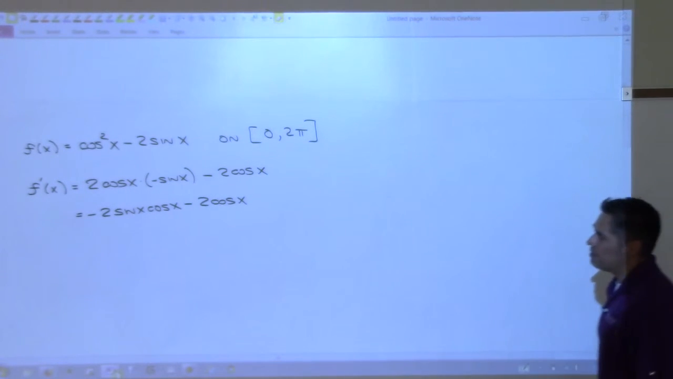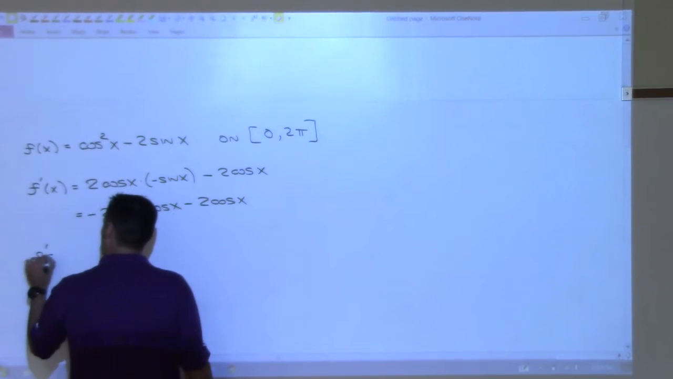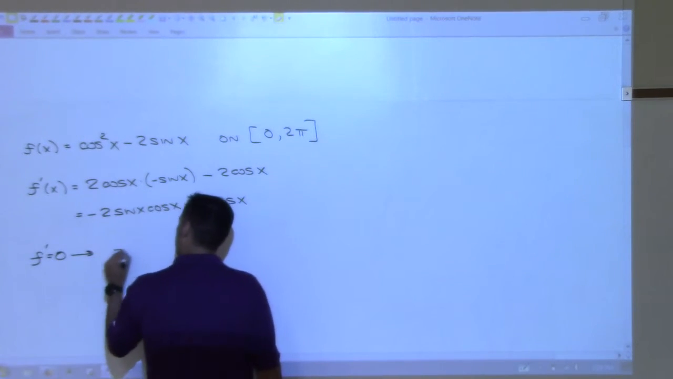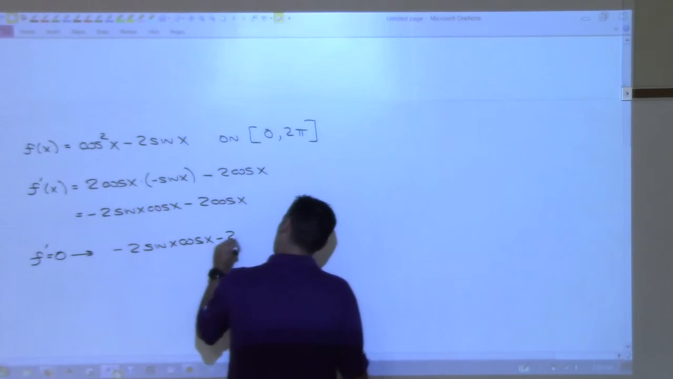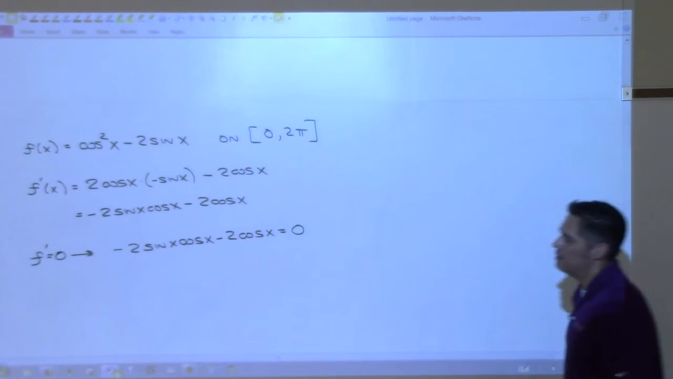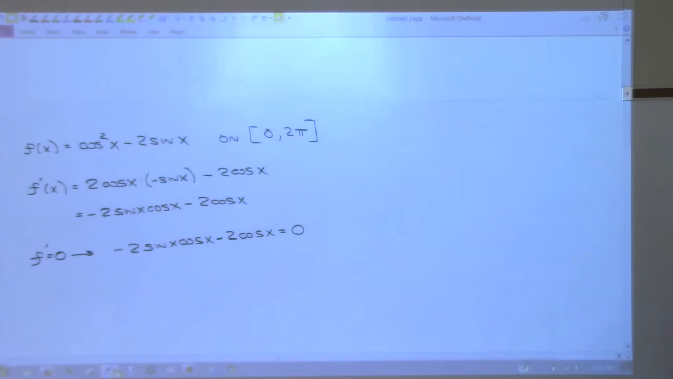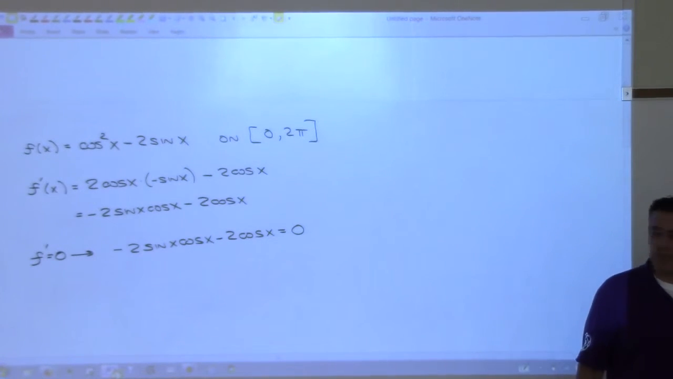What are we doing with this? Set it to 0, right? So set this thing equal to 0. Well, you need to draw on your pre-cal now. So in pre-cal, this is what we call a trigonometric equation, and we want to try and solve this.